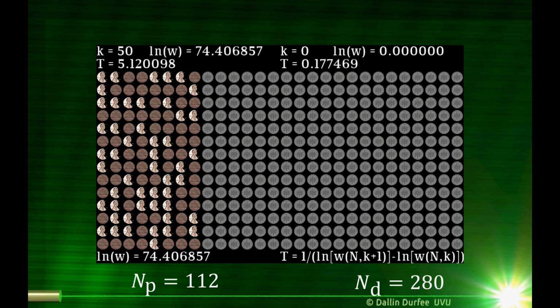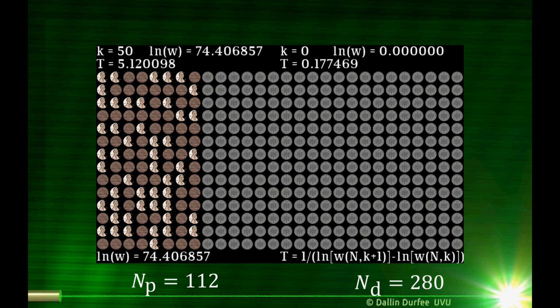And so up here in the upper left-hand corner, you see the number of pennies that are heads. So K is the number of heads. And then I have the natural log of the number of microstates for those pennies that have that many heads, right? So basically that's the entropy of the pennies. And then I have the same thing for the dimes, the number of dimes that are heads up and the entropy of our dimes. And then I can calculate the temperature.